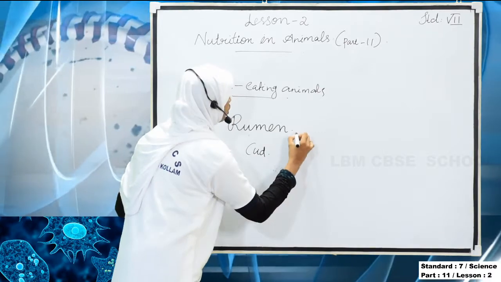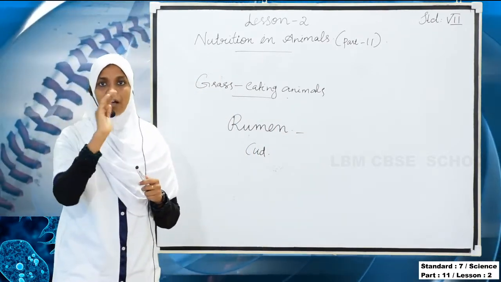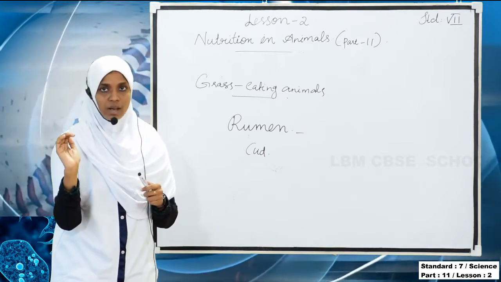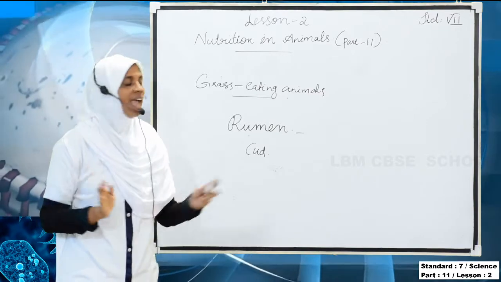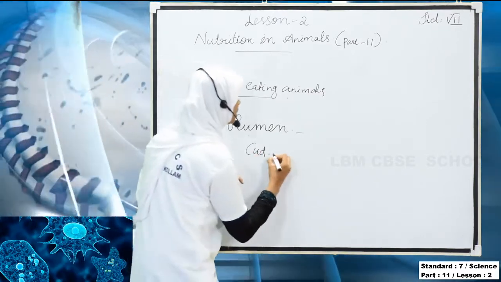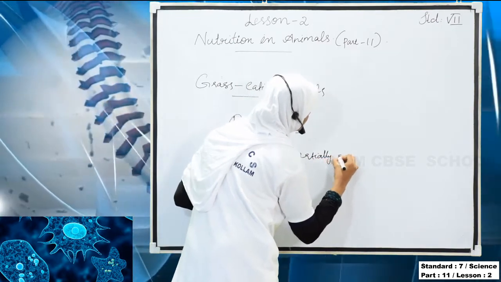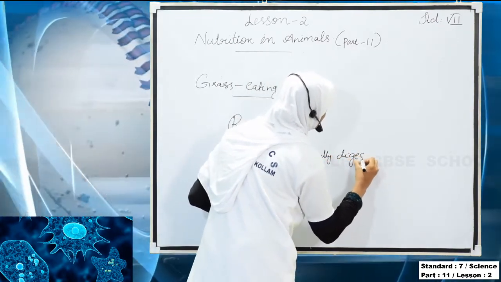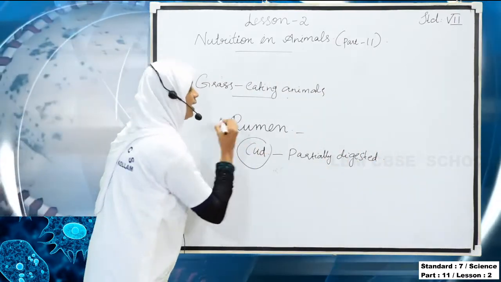In the rumen the food is only partially digested, and the partially digested food is called cud. Okay, partially digested food is called what? Cud. Is it clear?